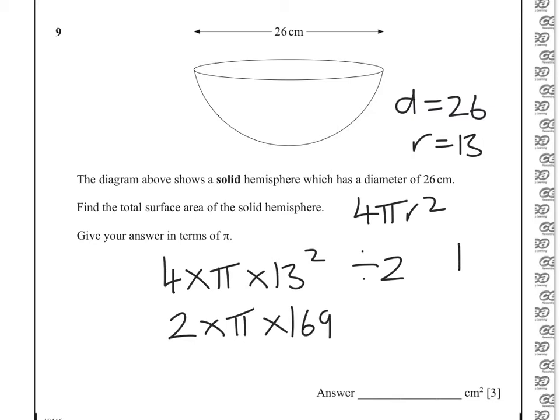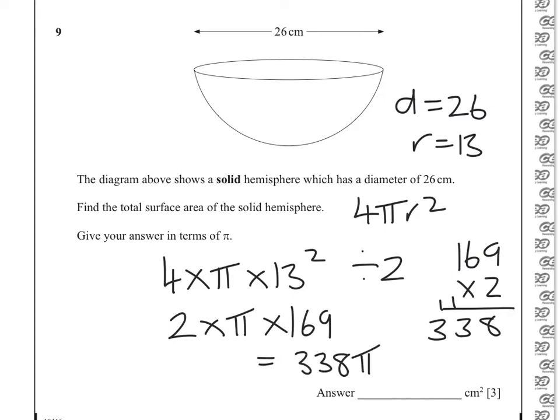2 times 169. 2 9s are 18, carry 1, 2 6s are 12, plus 1 is 13, carry 1, 2 1s are 2, plus 1 is 3. So the answer is 338 pi.